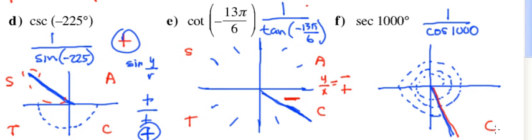In this quadrant, the CAST rule says cosine only is positive here, so 1 over positive should come out positive. Or, if you use the ratios, cosine is x over r. We're to the right, so x is positive. The radius is always positive, so again, positive result.